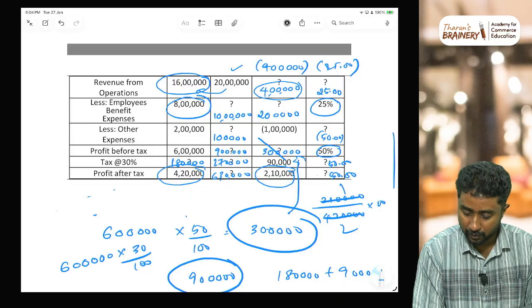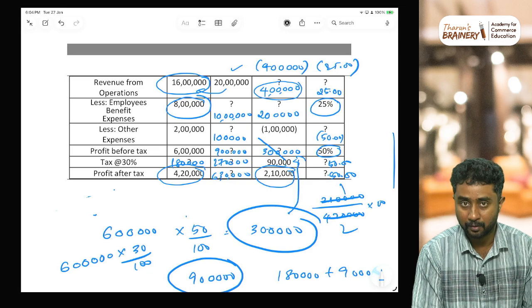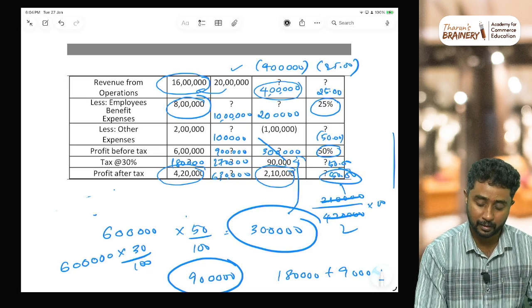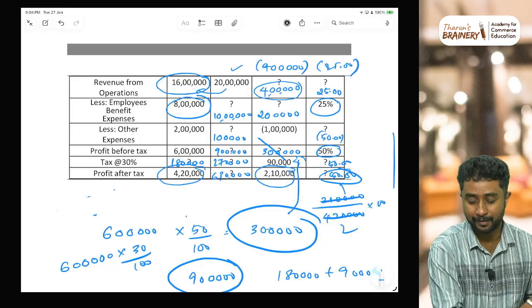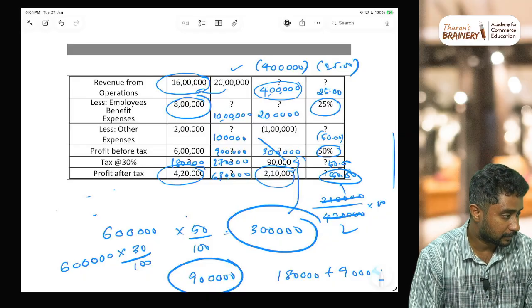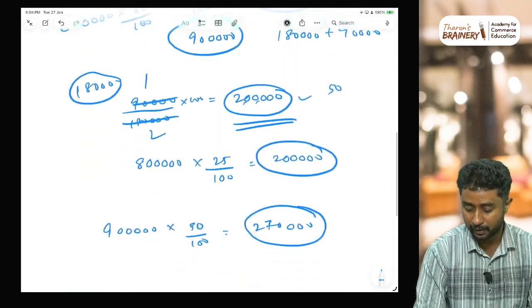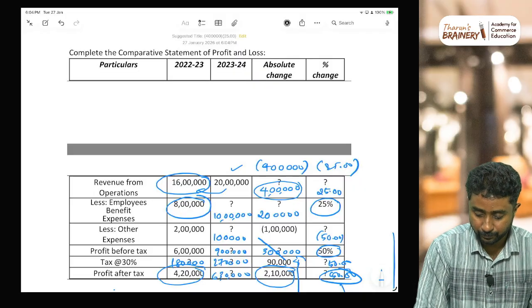Up to the third column, the absolute change column, if you do like that, you may get the value. But for the last column, 50 percentage minus 50 percentage would be 0 percentage. Don't think like that. We are not doing like that. The formula is always the same: absolute change divided by previous year value into 100. This is the case of the comparative statement of profit and loss.